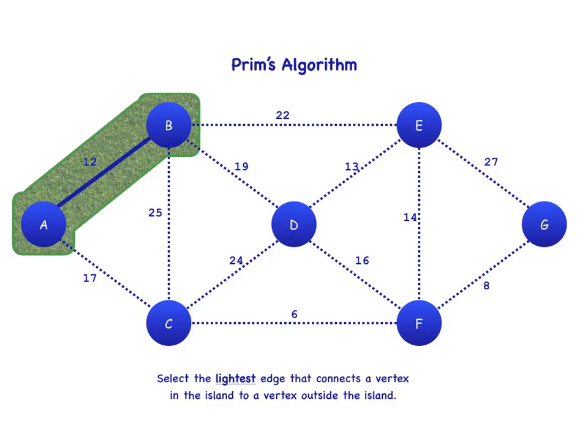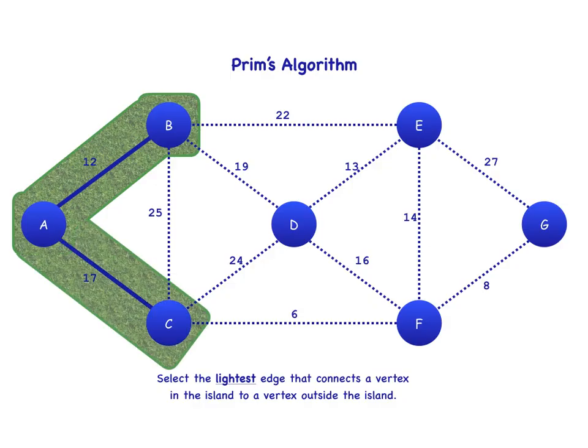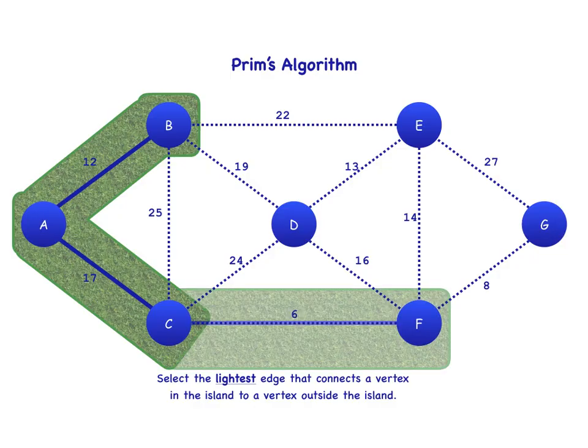So B becomes a part of the island, and the edge connecting them gets put in an array list. Then we repeat. Currently, the lightest edge connecting a vertex in the island to one outside of it is the edge connecting A and C. So C joins the island, and the edge connecting A and C goes to the array list. Next, once again, currently the lightest edge connecting a vertex in the island to one outside of the island is the edge connecting C and F. So F joins the island, and we store away the edge.